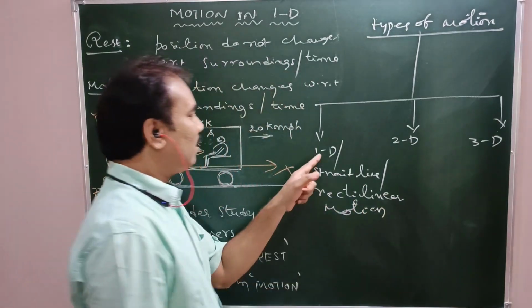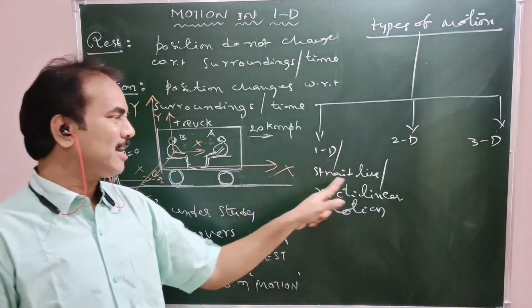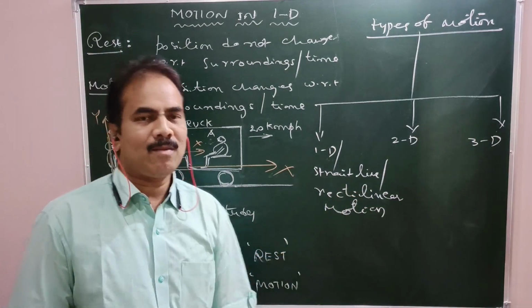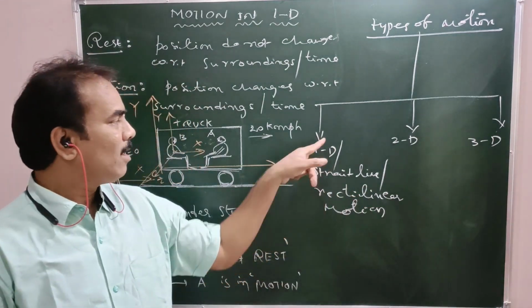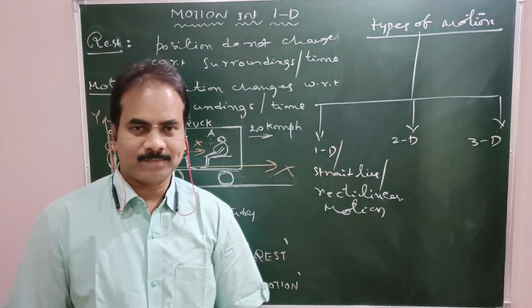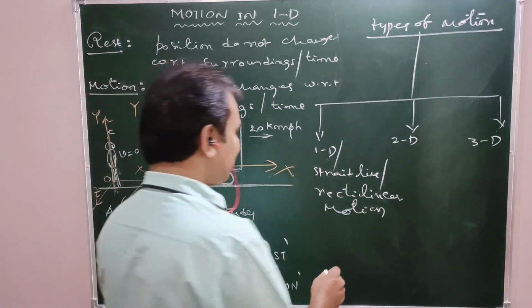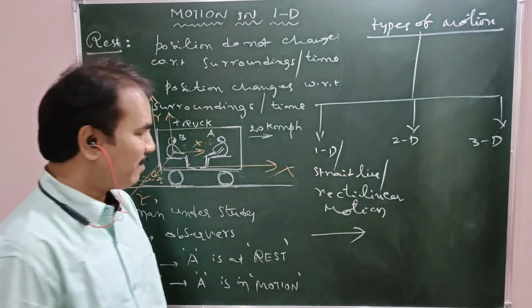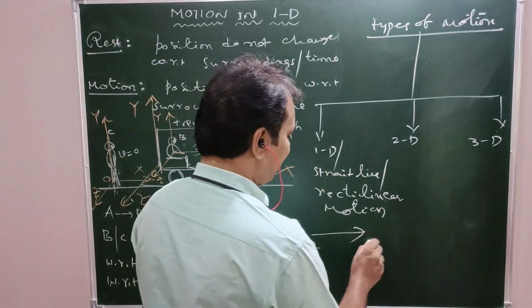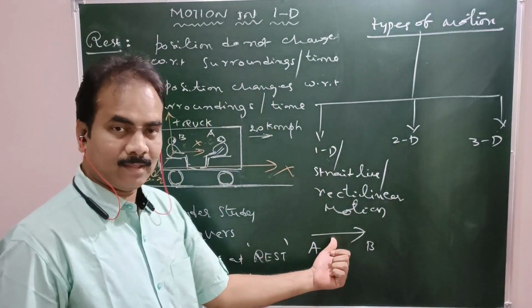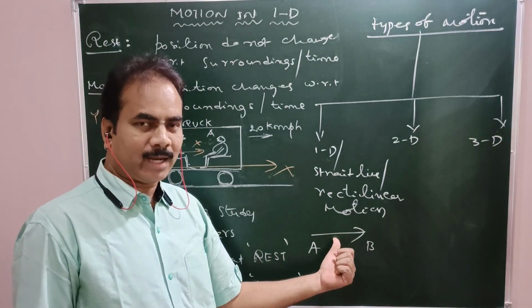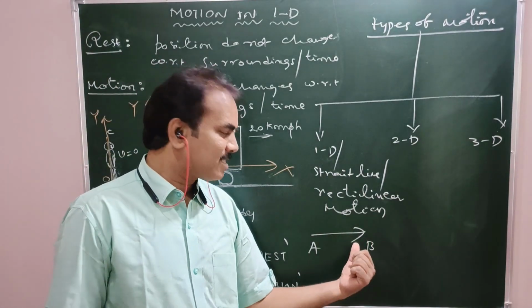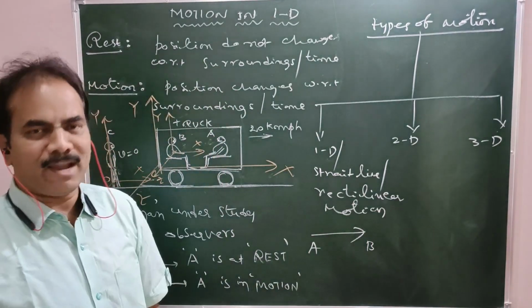Say once again, one-dimensional motion or straight line motion or rectilinear motion. So three names are there for this kind of motion. Suppose a particle moves along a straight line, say from A to B. See the path. This is the path followed by a particle along a straight line. Then this kind of motion is said to be one-dimensional.